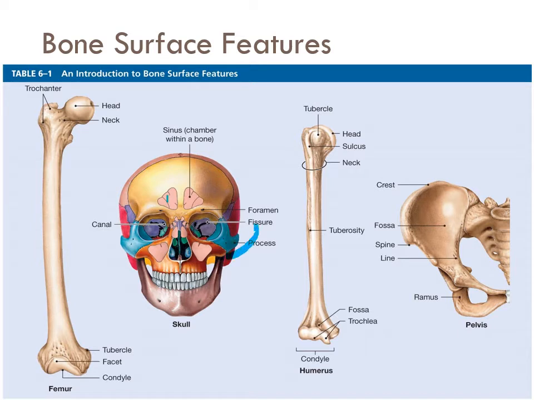The process over here they're showing you is an elongation of a bone that is coming off of the cheekbone and heading back toward the temporal bone on the side of the skull. What else do we have here? Canal. So the canal is hard to see, but it's basically just a round opening within the back of the eye socket.